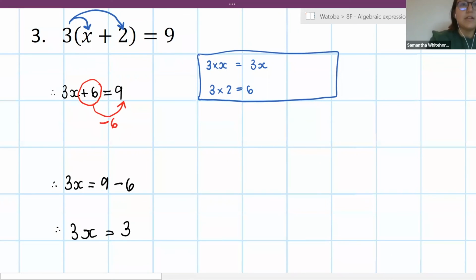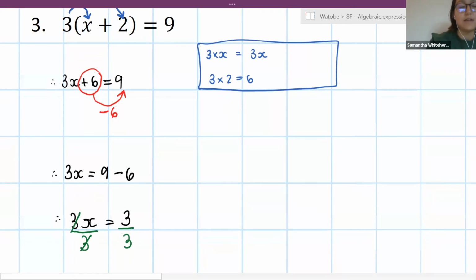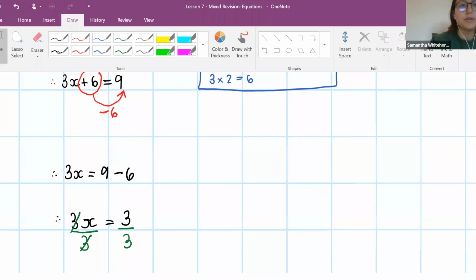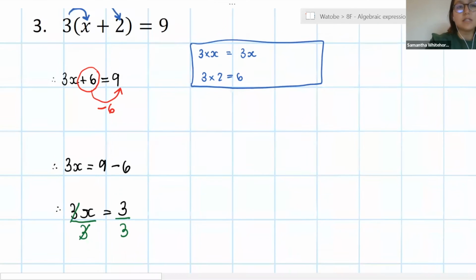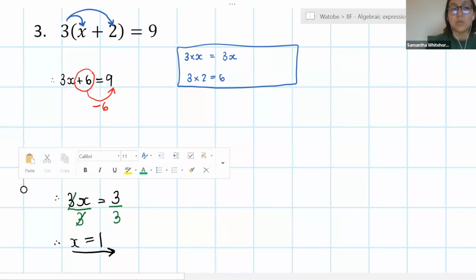And then again, this is something very similar to what we are used to. I know I just want x alone, so I'm going to divide both sides by 3. And remember, as I discussed in one of our previous examples, even though your answer is 1, you still want to write the 1 there because that is the actual value for x. So I'm saying that x is equal to 1.